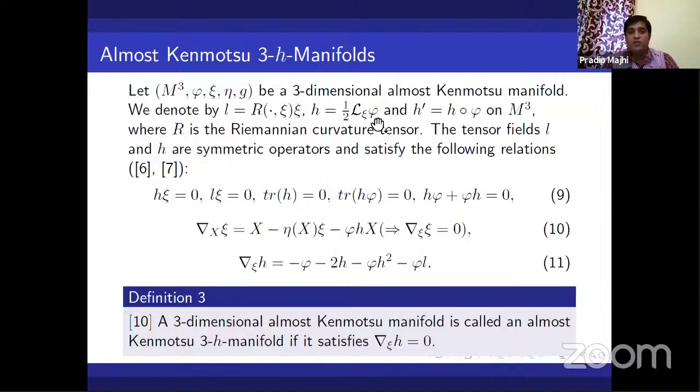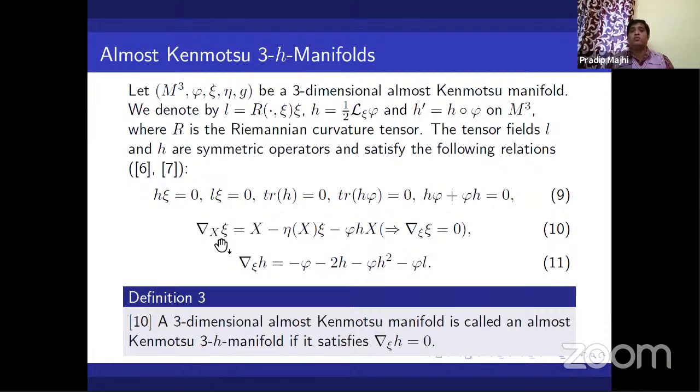So h equals half the Lie derivative of phi with respect to xi, and h prime equals h composed with phi. It is known that the operators L and h are symmetric operators, and they satisfy the following relations 9, 10, and 11. Here nabla is the Levi-Civita connection, or the Riemannian connection.